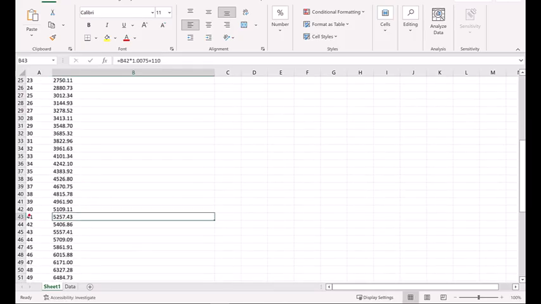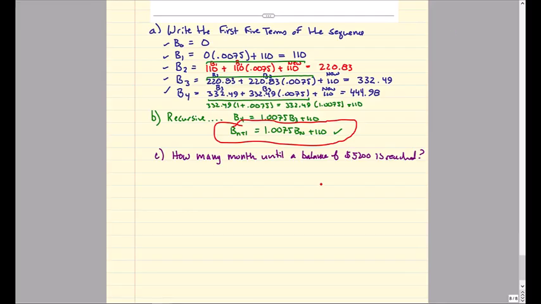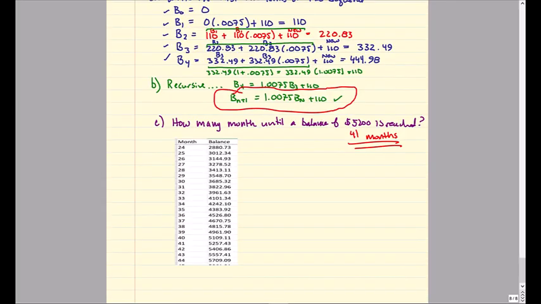So if we scroll down here, 5,200 right here is at month number 41. So that would be my answer there using the spreadsheet. And I'll paste that spreadsheet in so we can see where that came from. Now you could also do that by hand, but I don't think it would be very fun. So the spreadsheet is really helpful there. So again, I didn't take the spreadsheet from 0 months. I just took a screenshot of this bottom part. But 5,200 is reached right here at 41 months. So that's where that comes from.